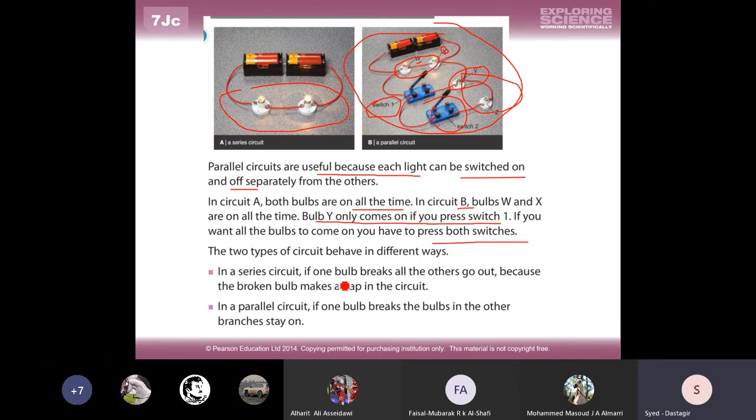In a series circuit, if one bulb breaks, then guess what? If this one breaks, then this one also breaks, because there's a cut in the circuit.